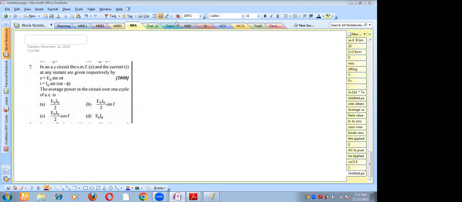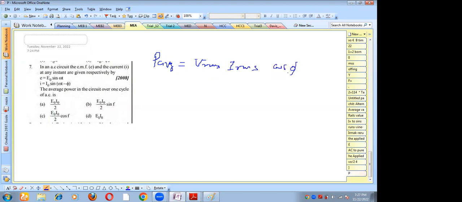So you're getting C. So very simple thing. I think your answer is correct. The same formula we have to apply: average power. P average is equal to VRMS, IRMS, cos phi. Here there is a printing mistake. F means phi. This is actually phi.